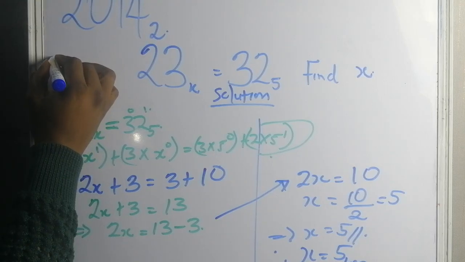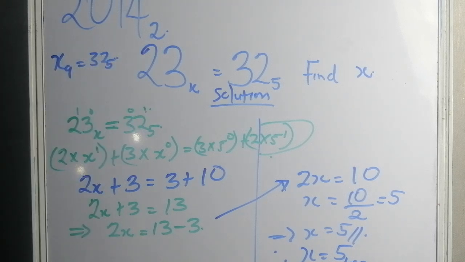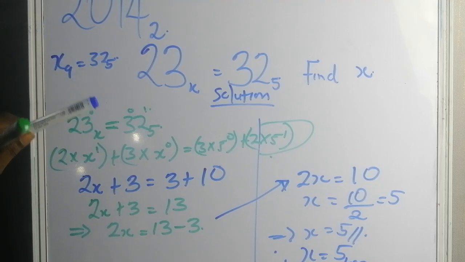But let's assume the question says x base 9 equals 32 base 5. Look at this now: x is in base 9, and 32 is in base 5. The first thing you need to do is convert to base 10, following the normal process. Then after you get the answer in base 10, you divide it by 9. Follow what we did in part 5, part 4, part 6 and part 7. It will buttress how you can convert to base 9.